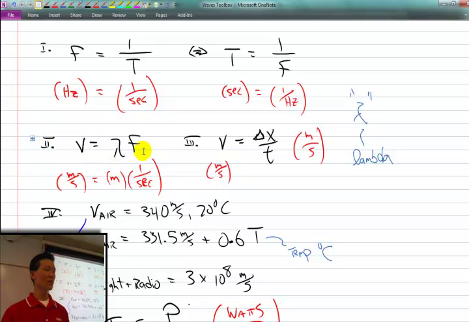Velocity is equal to wavelength times frequency. If you look at the unit analysis, velocity is just a fancy word for speed with direction. It's meters for wavelength. Frequency is 1 over seconds, meters per second.